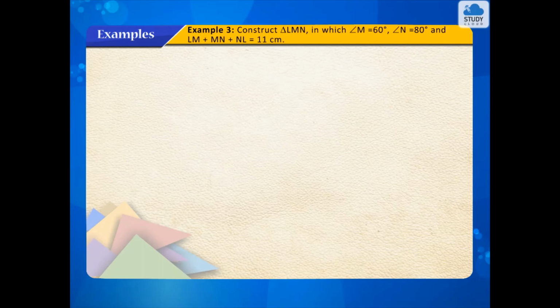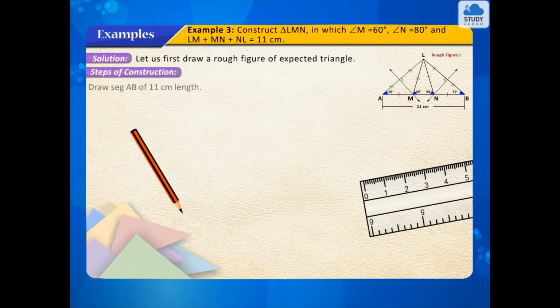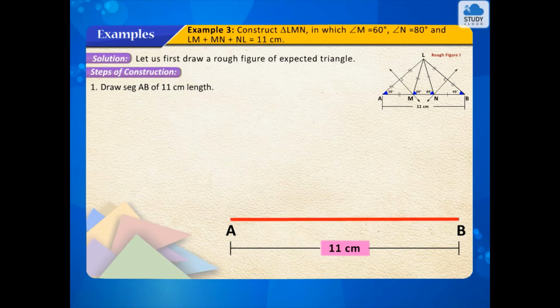Example 3. Construct triangle LMN in which angle M = 60 degrees, angle N = 80 degrees, and segment LM + segment MN + segment NL = 11 centimeters. Solution. Let us draw a rough figure. Steps of construction. 1. Draw segment AB of 11 centimeter length.